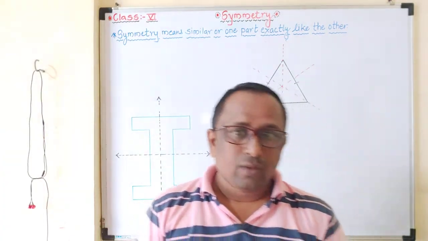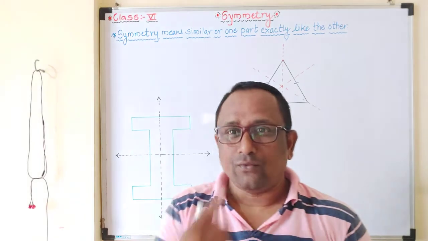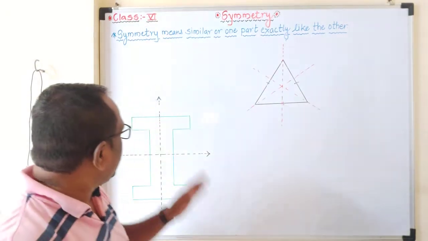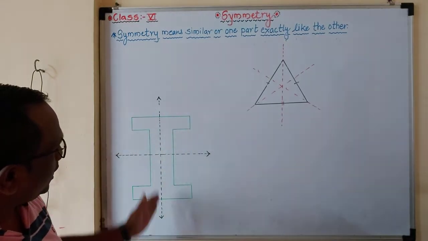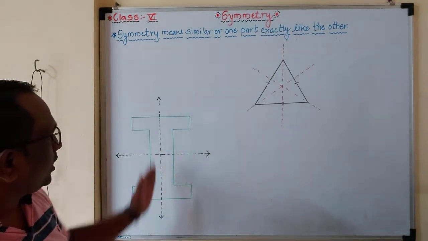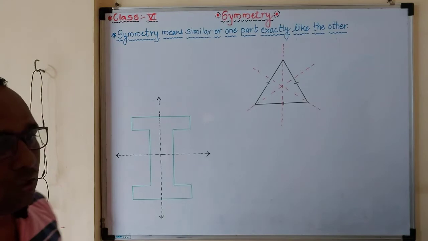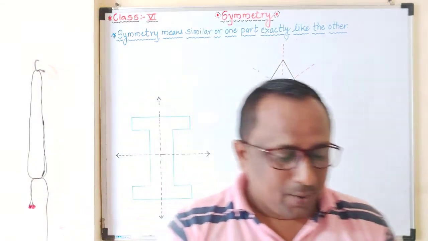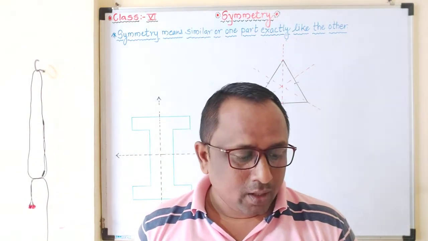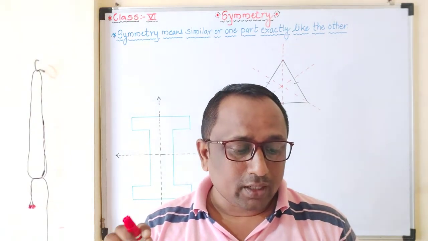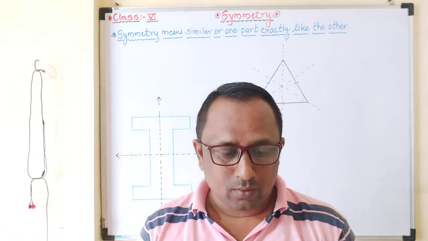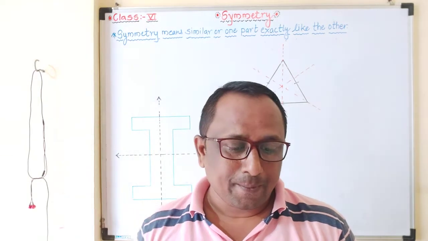This way you have to solve question number 1. Now this I purposely kept here. This letter I has 2 axes of symmetry, one vertical and one horizontal. Now the second question: students, write the capital letters of the English alphabet in your notebook, A to Z.